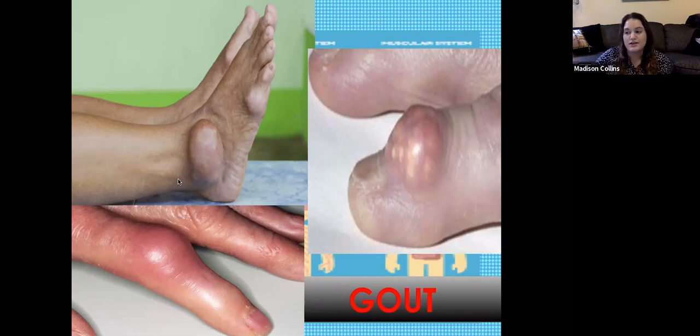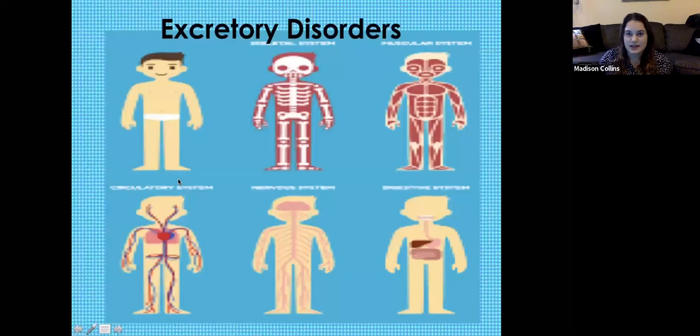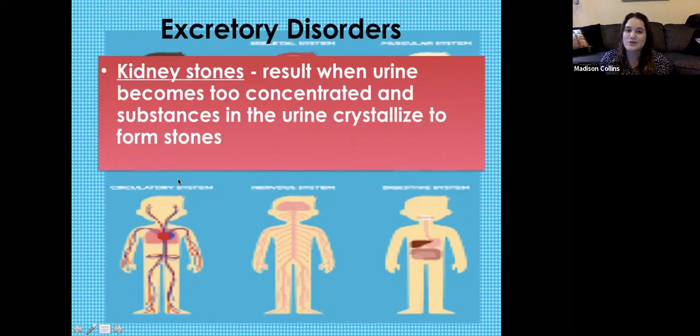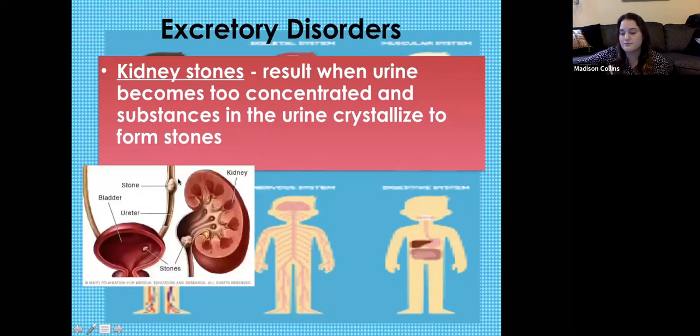Okay. Now, I mentioned that my dad had gout. He also had this next excretory disorder, which is kidney stones. So these result when urine becomes too concentrated and substances in the urine crystallize to form stones. So I've got a few pictures of what this looks like. This picture right here is actually on your notes.